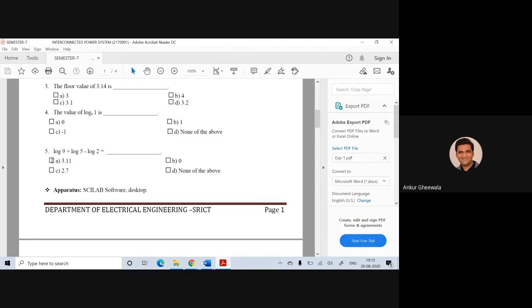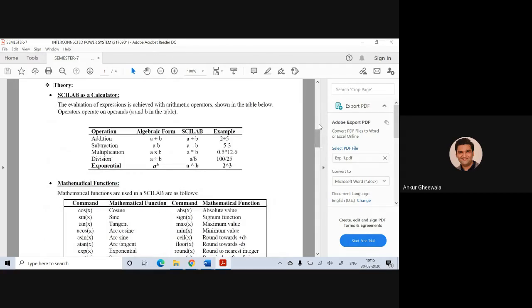Now let's see the fifth question. We will get the solution of this question in Scilab. Log 9 plus log 5 minus log 2. You can also find the answer with the help of a calculator. It will be 3.11. The answer is A. Now we will see the introduction of Scilab.